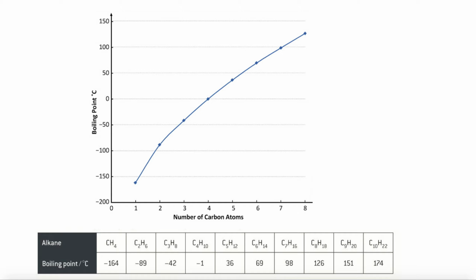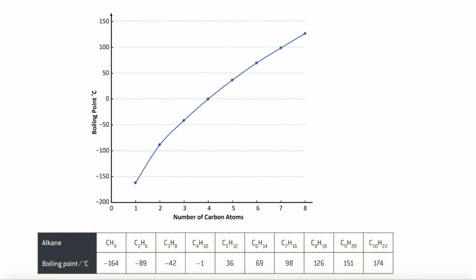And all of these boiling points being different is quite important when it comes to something called fractional distillation. So you would have looked at fractional distillation back at GCSE, and it's where you separate the different components of crude oil based on their boiling point. So that's why all of these alkanes having a different boiling point is quite useful, because that means we can separate them in fractional distillation.